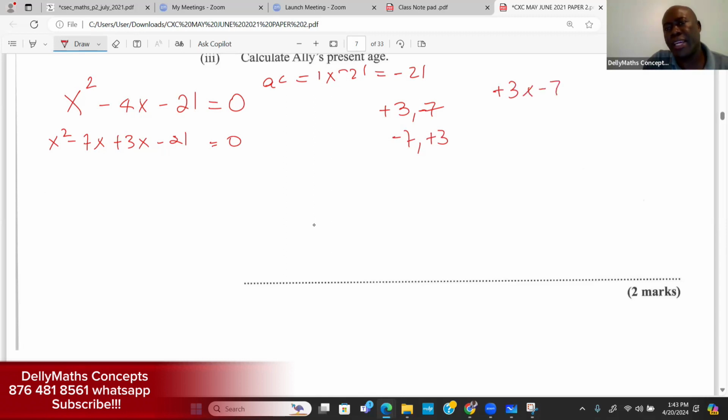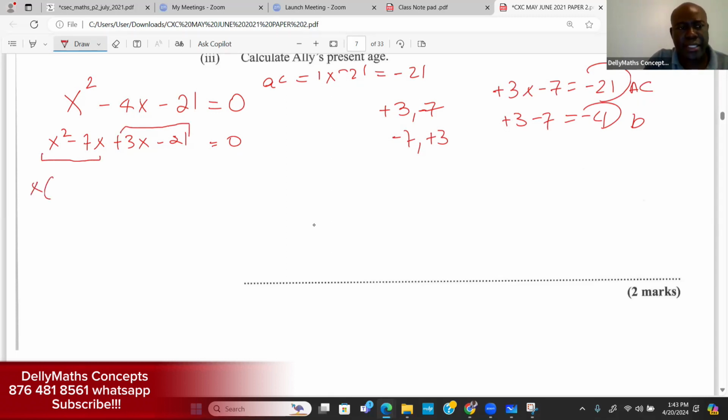Positive 3 times negative 7 is negative 21. Positive 3 minus 7 is minus 4. So this is my AC and this is my B. And so you know that we're good. Let's factorize by grouping here.